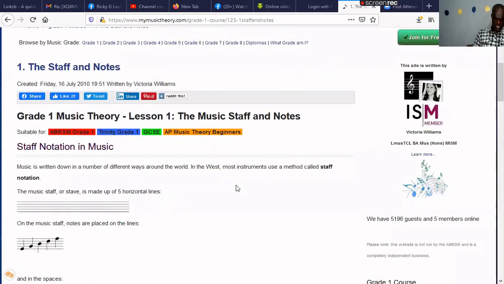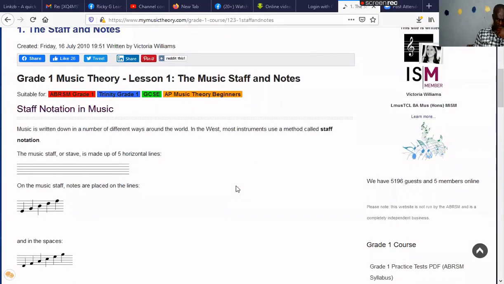The lecture is not starting in earnest, but just for you to have something in the next 10 minutes. This is basically the beginning of Rudiments, and this is grade 1 music theory, lesson 1.